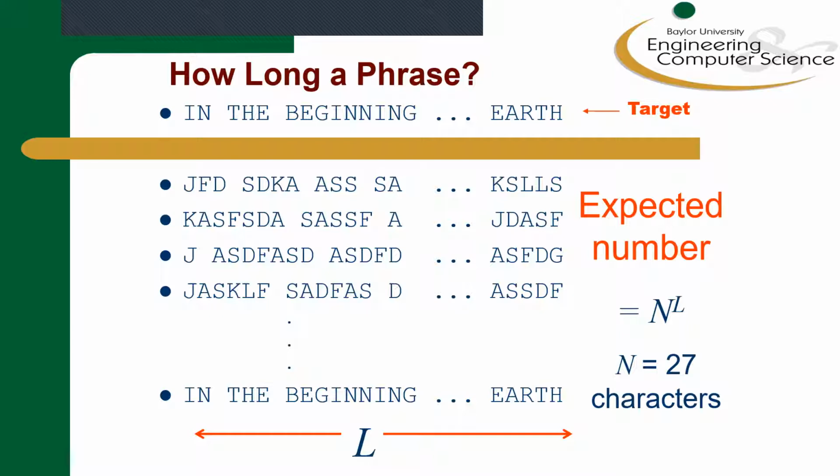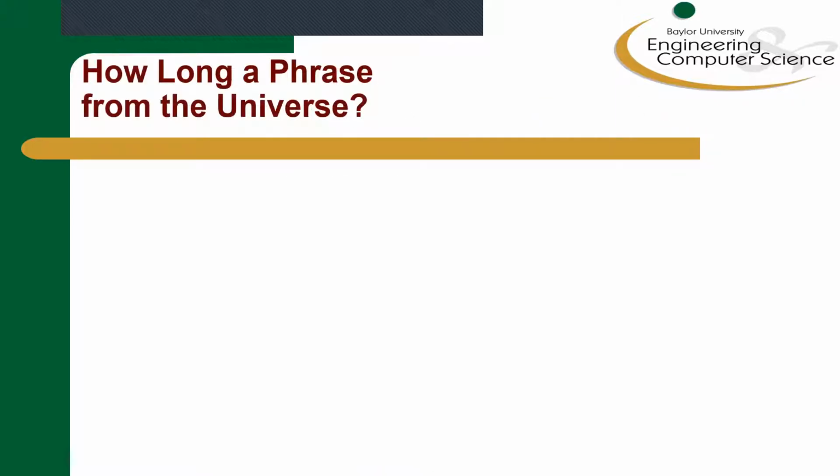If we had two letters, it would be n times n, or n squared. So we would be choosing from n squared different combinations. So in general, n, which is 27, and l is the length, is the number of bits that it costs us to generate each one of these phrases. So n to the l is the expenditure in bits. Now we might ask ourselves also, how many times do we have to do this?